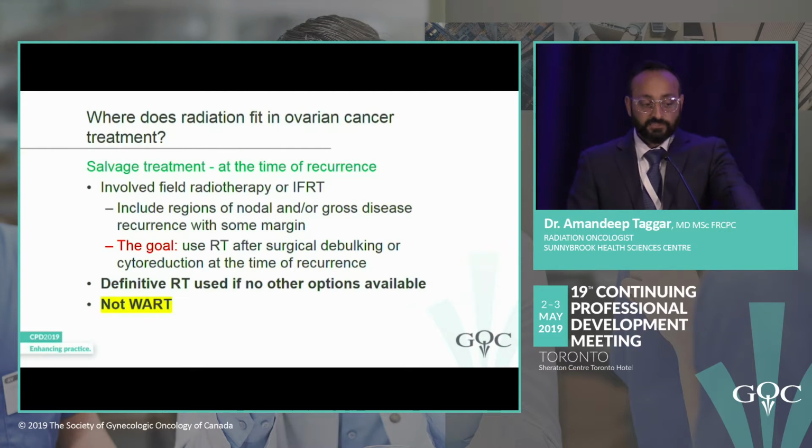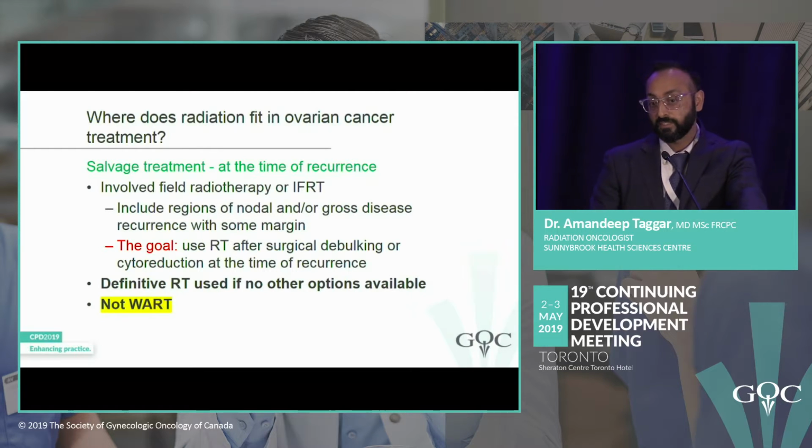So where does radiation fit in ovarian cancer? So I think this is really a salvage option rather than an upfront adjuvant option. At the time of recurrence, in fact, when patients have failed first-line chemotherapy, second-line chemotherapy, third-line, they've undergone maybe 1 or 2 or 3 debulking surgeries.